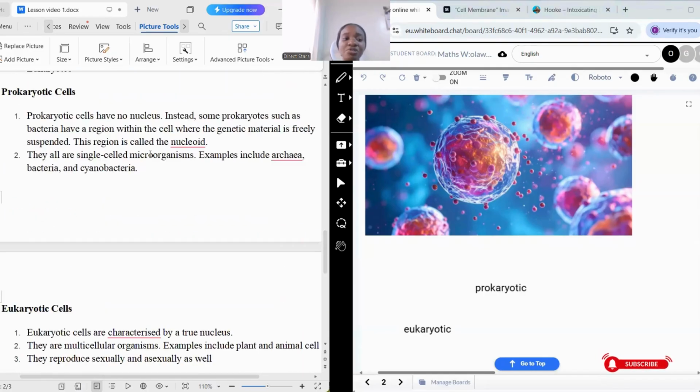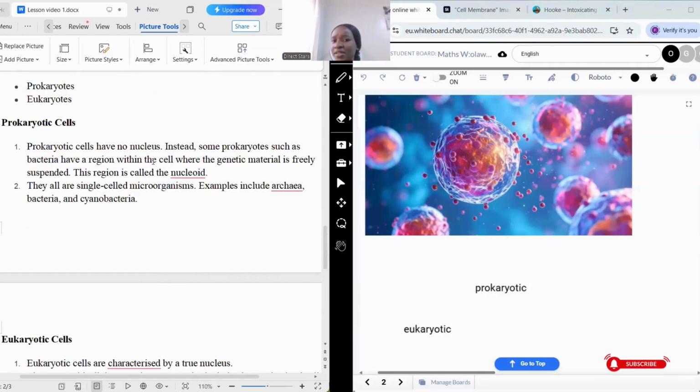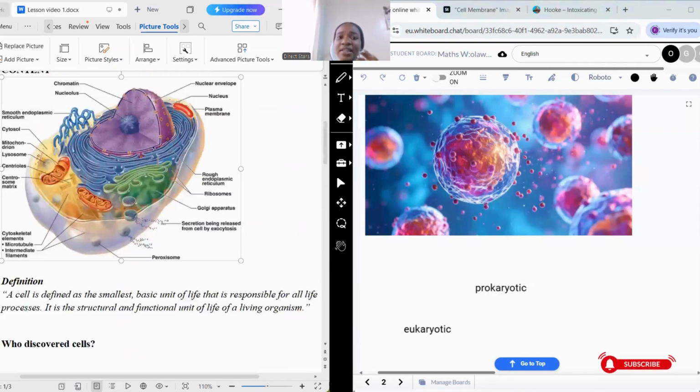Next, another structure of the cell we should look at is the cytoplasm. When you talk about the cytoplasm, what do we mean? This is the liquid part of the cell. The cell itself is filled up with cytoplasm. It's like a fluid that allows different things to go on in the cell. If you take a look at this diagram here, you're going to see the cytoplasm is just a liquid component that fills up the whole cell.